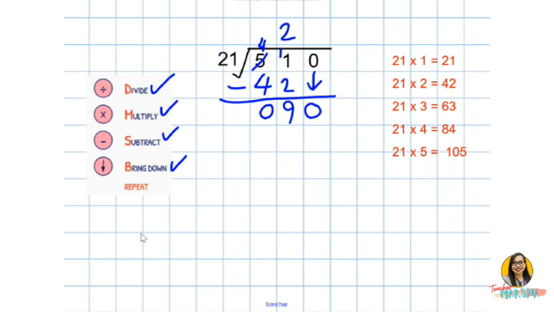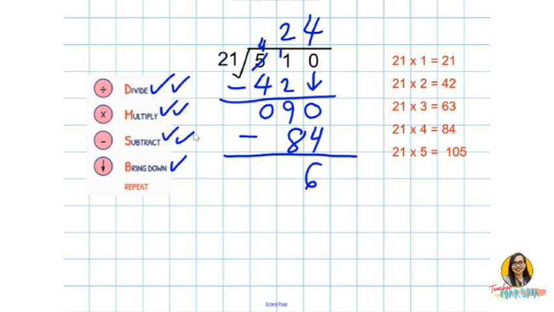So 90 divided by 21 is equal to 4. So let's write the answer here above 0. And now that we're done with division, we're going to multiply 4 and 21. So 4 times 21 is 84. Let's write the answer here. We're finished with multiplication. The next step is subtraction. So let's subtract 84 from 90. 90 minus 84 is 6.